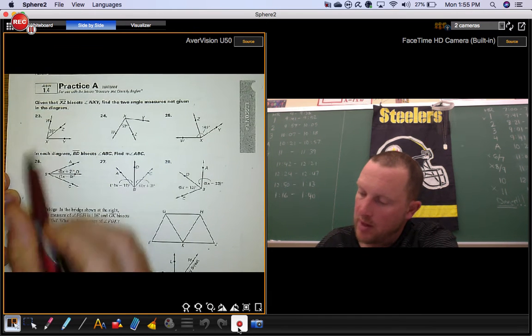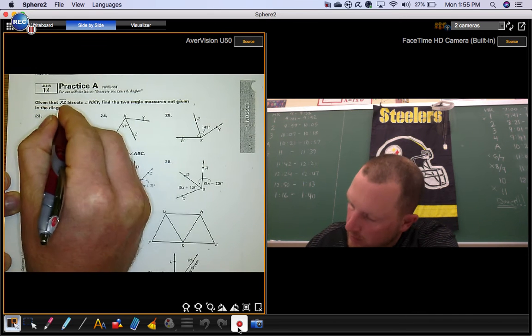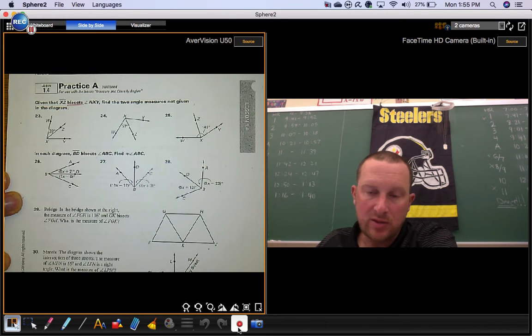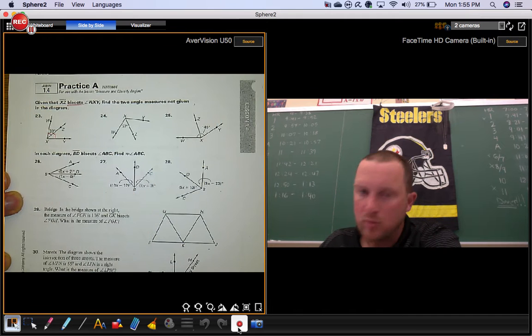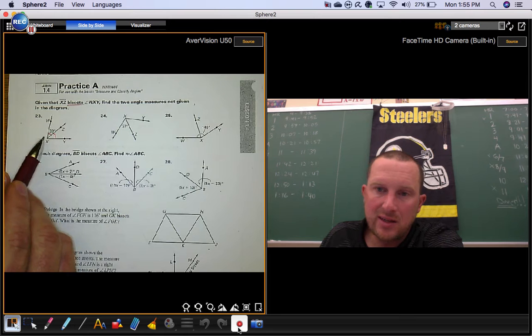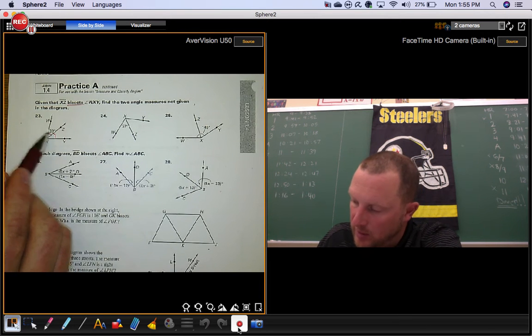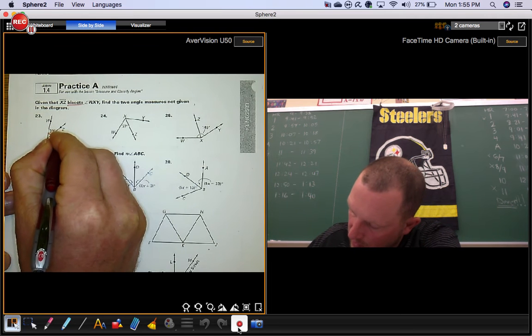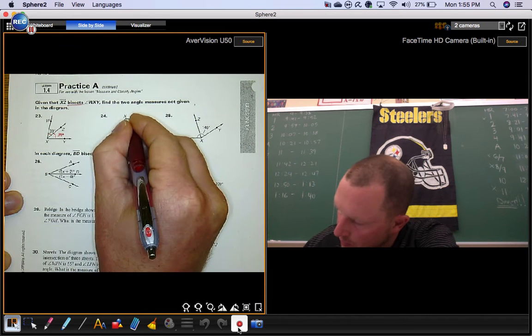So if you have a ray bisecting an angle, think about what that means. If that word bisects is in the problem, it's going to mean that it's an easy problem. Bisect means it's splitting the angle equally. So I'm using those congruent arcs to indicate that those angles are the same. All that means is if this little angle here is 39, then this one over here is 39. So you're doing that for all of these angles.